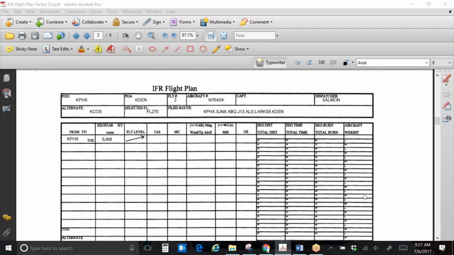Hey everyone, so I'm doing a recording this morning. This recording is just specifically to go over the wind aloft, basically the leg section burn calculations of your flight plan.